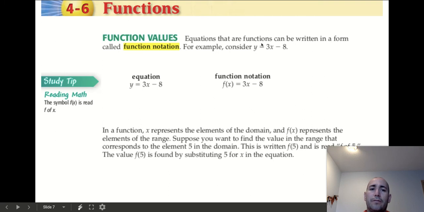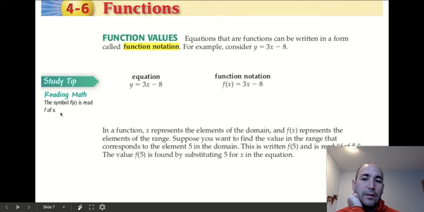Equations that are functions can be written in a form called function notation. This is one of our vocabulary words. Function notation is really similar to what we've dealt with before. It's just a different way of writing it. A normal equation that we would see is like y equals 3x minus 8. If I were to write the same equation in function notation, this is really standard notation, function notation replaces y with f of x. And that's how I would pronounce this.